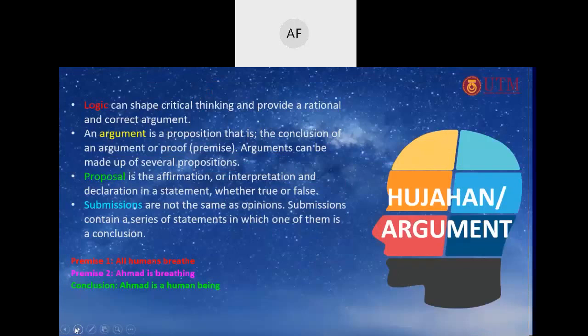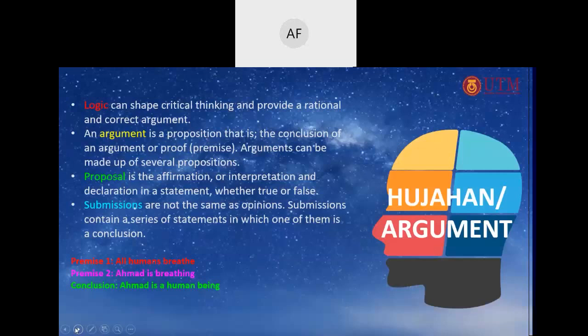So we move on to hujahan, or in English, we call it argument. What is an argument? An argument is a proposition that is the conclusion of an argument or proof premise. Arguments can be made up of several propositions. A proposition is the affirmation or declaration in a statement, whether true or false. Submissions are not the same as opinion. Submissions contain a series of statements in which one of them is the conclusion.